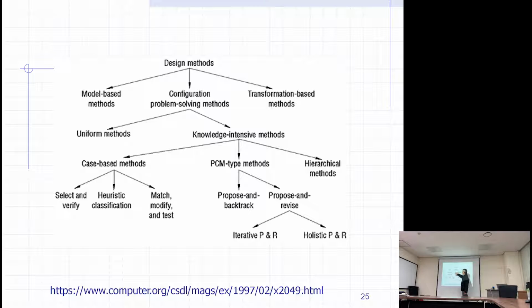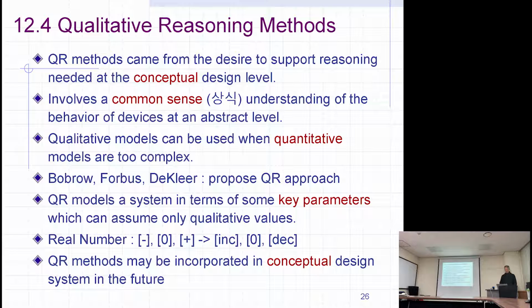Knowledge and then case-based and also special. So these are structures for that kind of design method. Well, one of them is configuration design. Finally, we go on to qualitative reasoning, QR.